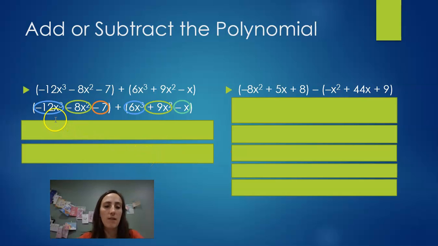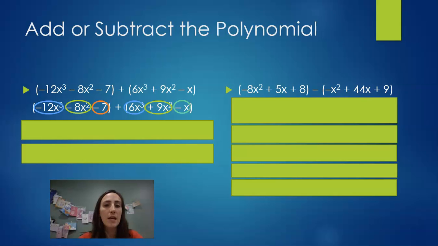So here I've identified my like terms by circling the same like terms in the same color. I have an x cubed term and an x cubed term, both in blue. I have an x squared term and an x squared term, both in green. And then I have a constant in orange. I have an x to the first in a lighter green.